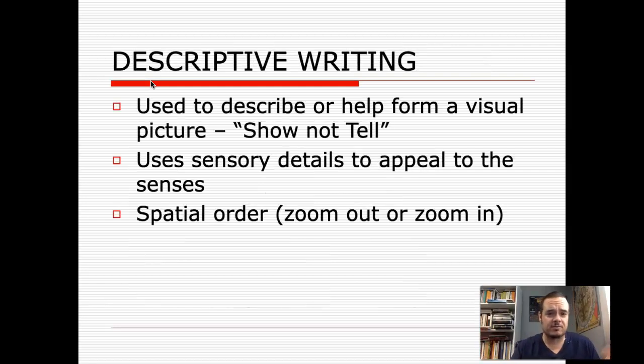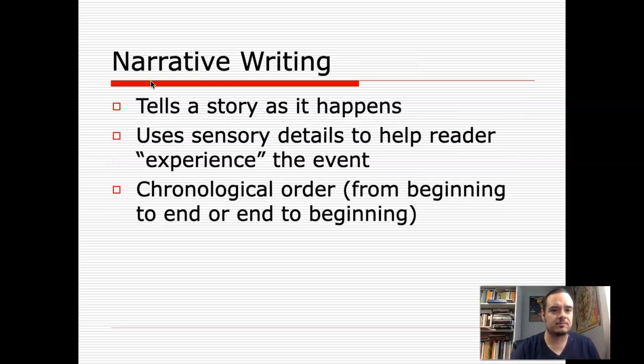Descriptive is descriptive writing. Used to show, to describe, to help form a visual picture. When we say show, not tell, that's what we mean. Uses sensory details to appeal to the senses. Primarily imagery, but it can use any kind. Also, it tends to be organized in spatial order, zooming in or zooming out. So what you see, you describe it as you see it, as it exists in space, right? So that's what we mean by spatial order.